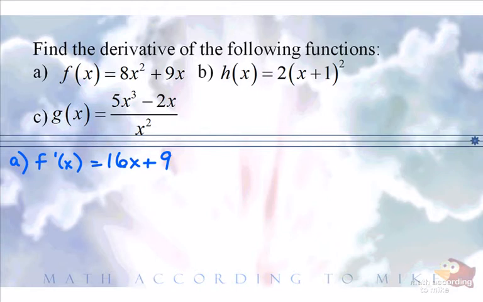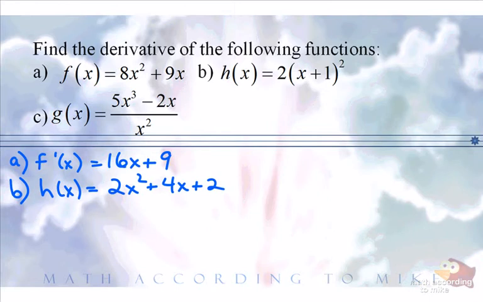Okay. Part B. Oh, apparently I forgot my alphabet for a second. It happens. So how are we going to make that look like x to numbers? You have to FOIL. So we'd have to FOIL out the x plus 1 and then distribute the 2 through. Does anyone know what that's going to be? Good. 2x squared plus 4x plus 2.